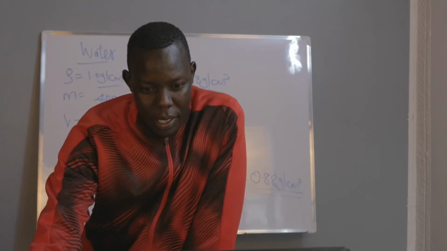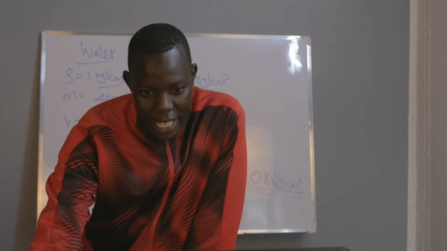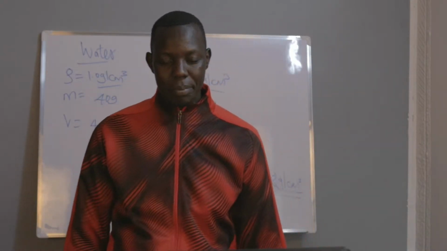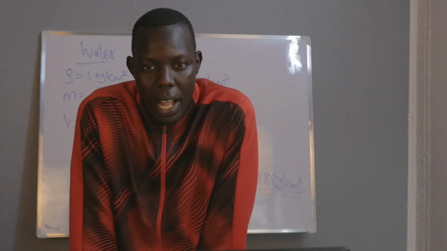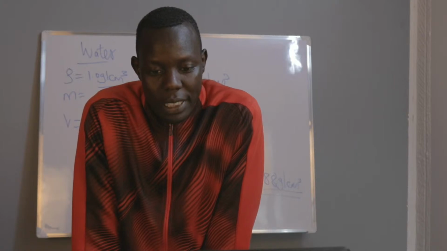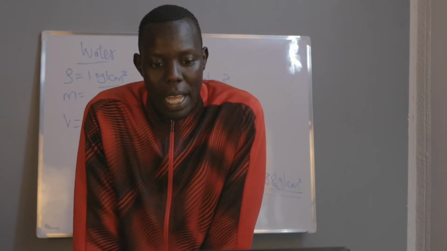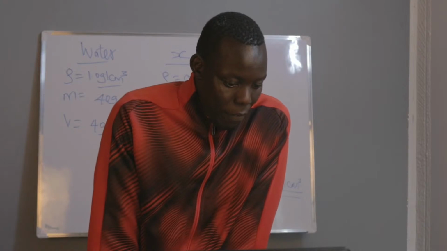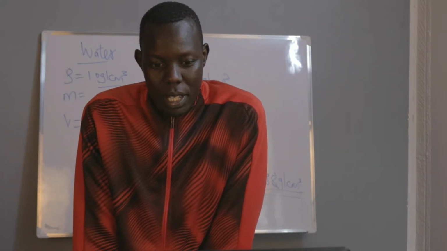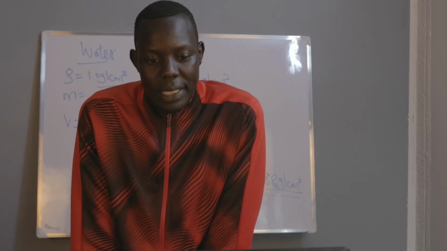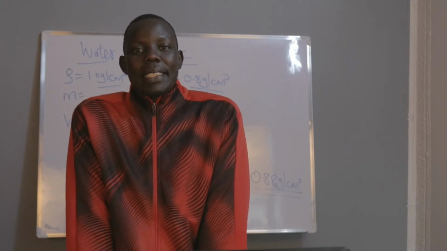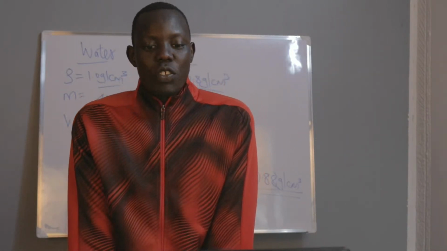Let me read this question for those who are online. The question reads: a solution contains 40 centimeters cubic by volume of alcohol and 60 centimeters cubic by volume of water. If the density of the alcohol is 0.79 grams per centimeters cubic and the density of water is 1.0 grams per centimeters cubic, calculate the density of your solution.